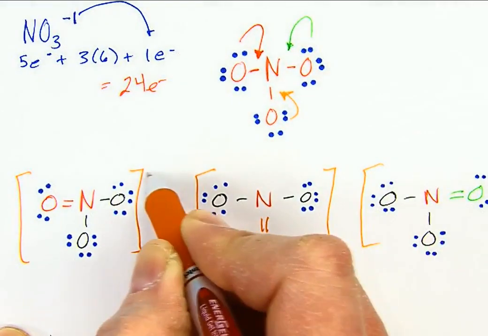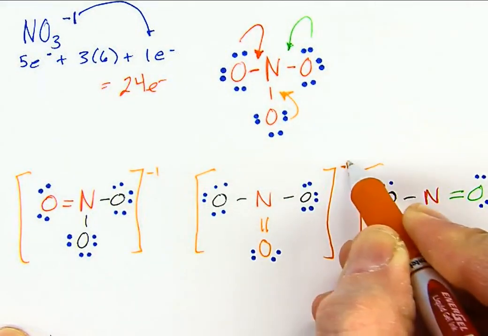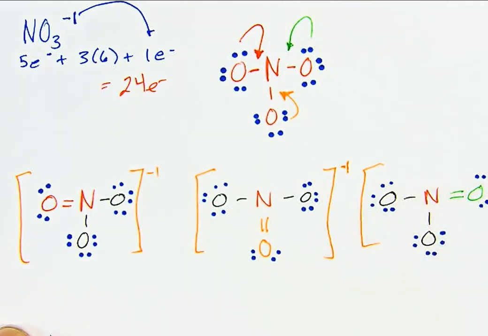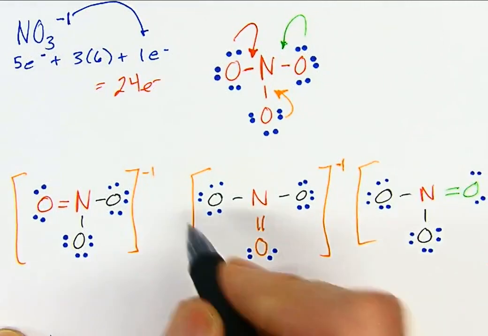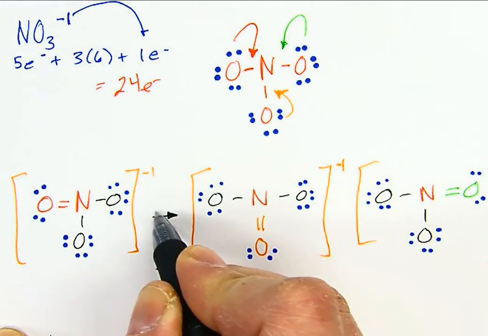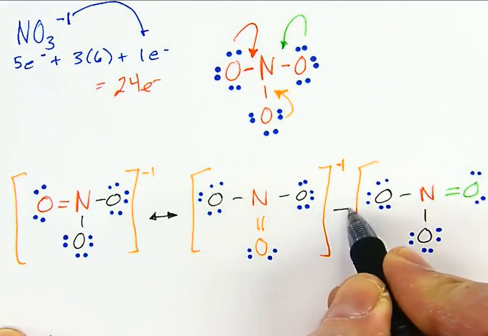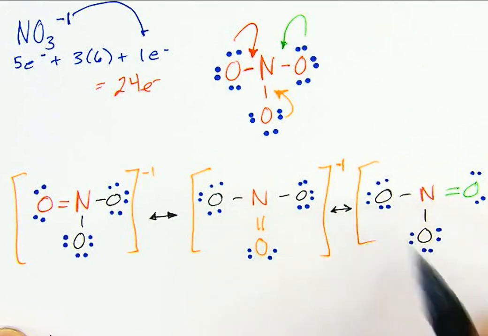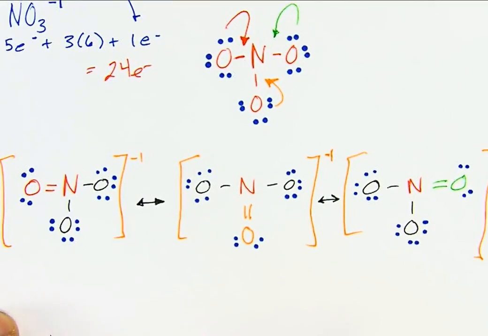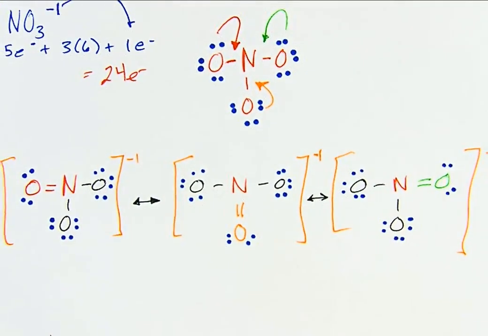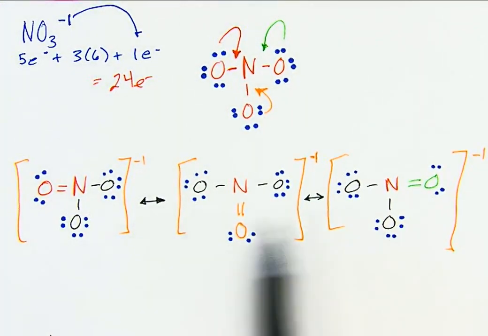And then finally, we have to draw the -1 oxidation state, or the charge. And then finally, as if it didn't take long enough, we have to draw lines between them, right, to show that that's resonance. So on a quiz, when you get NO3, you have to draw all 3 of those.